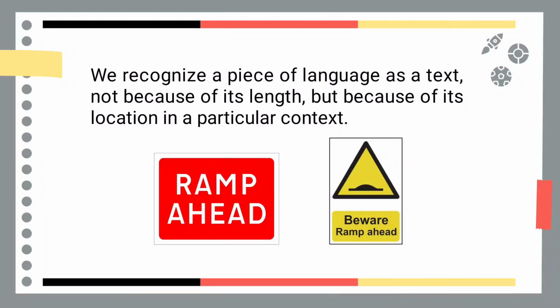We recognize a piece of language as a text, not because of its length, but because of its location in a particular context. Therefore, the meaningfulness of a text does not necessarily need to be sizable when we make sense of it. But where should text depend on its meaning? So consider when you see a road sign, ramp ahead. When you are driving a car, you see or interpret this road sign as a warning that there is a small hump ahead. Therefore, you should be careful in your speed or you have to slow down.